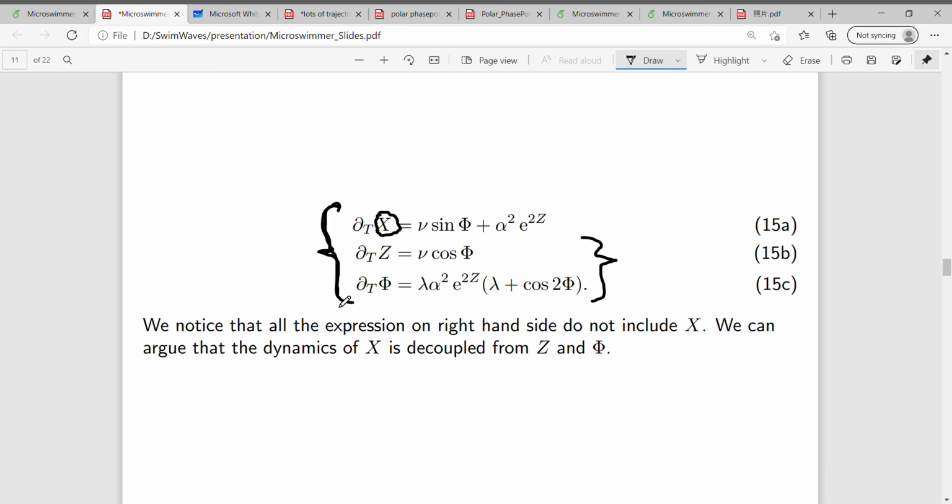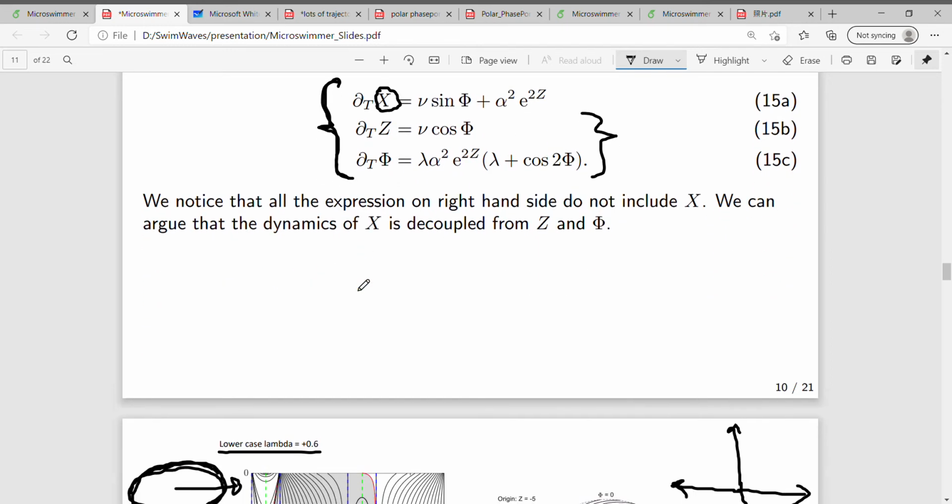Okay, so if we observe 15a and 15b and 15c, we can see that the x doesn't show up at all on the right hand side. There's no x here at all. Okay, which means that 15a can be decoupled from 15b and 15c, which means that these two can form their own dynamic system, and therefore we can draw a phase plane that we can analyze whether the microswimmer swims back to the surface or not.